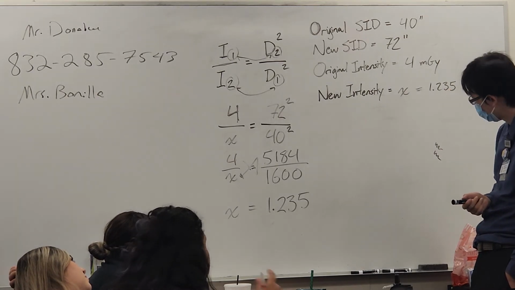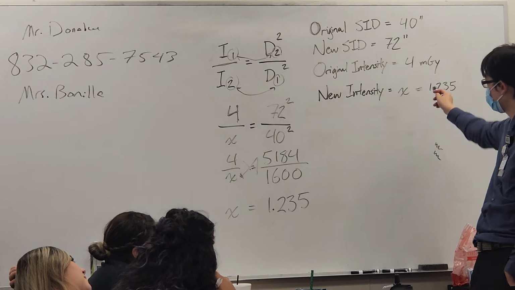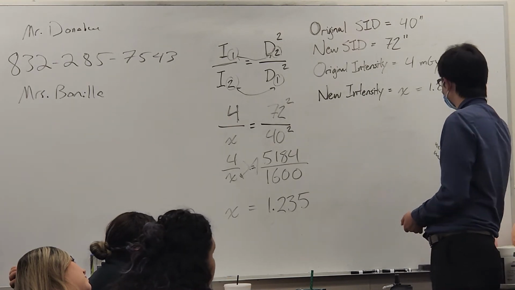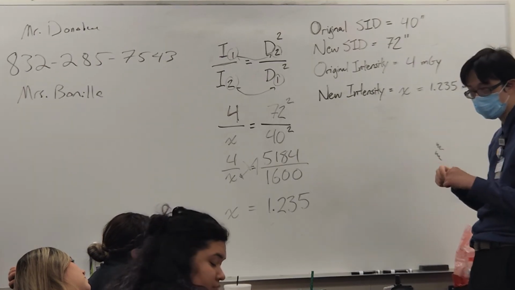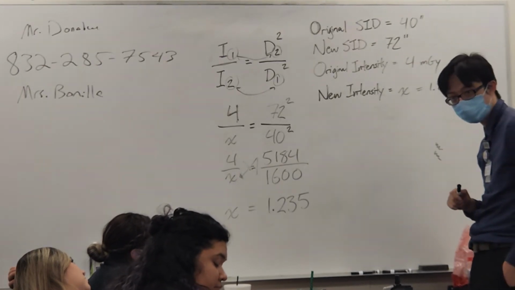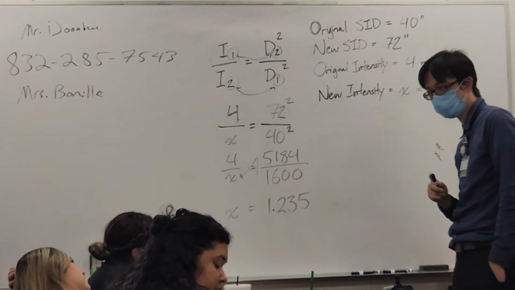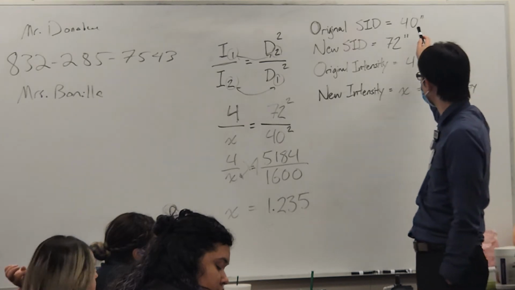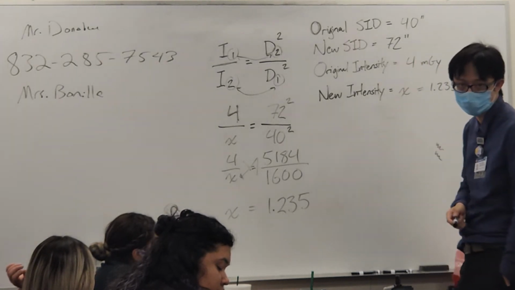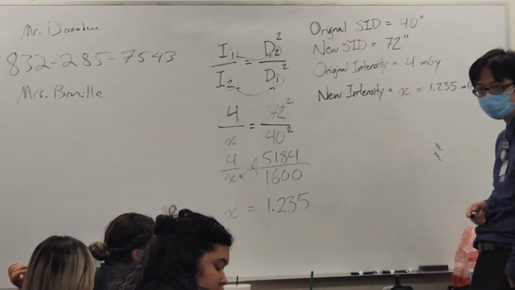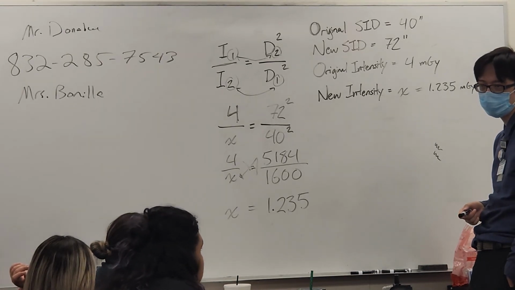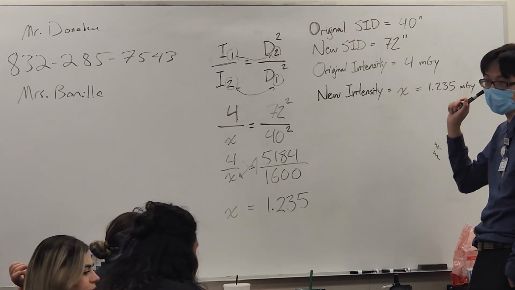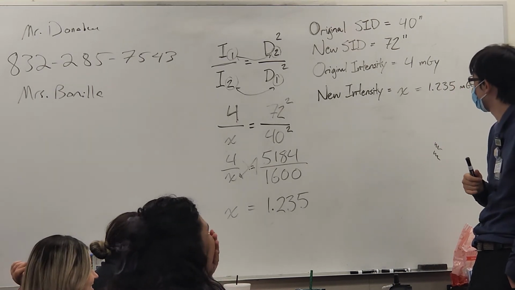Increasing. Good. What's happening to our intensity? Decreasing. Do we expect it to decrease? Yes. Okay, so that does fall in line with our expectations. 40 to 72, how many times is that? Is that 2 times? No, it's a little less than 2 times, right? 2 times would be 80. 72 is a bit less than 80.